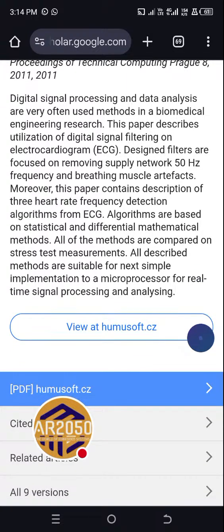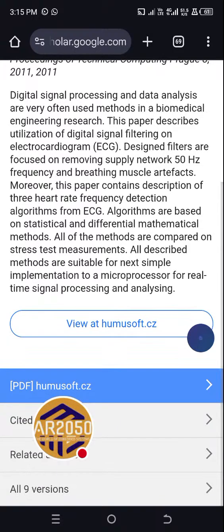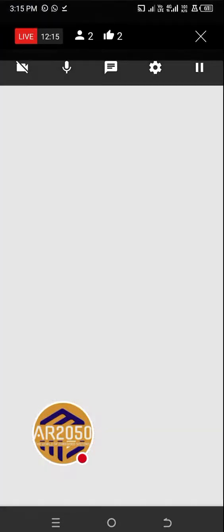All described methods in this research paper are suitable for simple implementation on a microprocessor for real-time signal processing and analysis. So obviously their core idea is also to implement those algorithms at the microcontroller or microprocessor level.